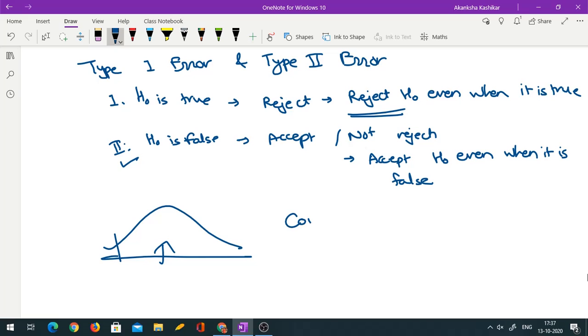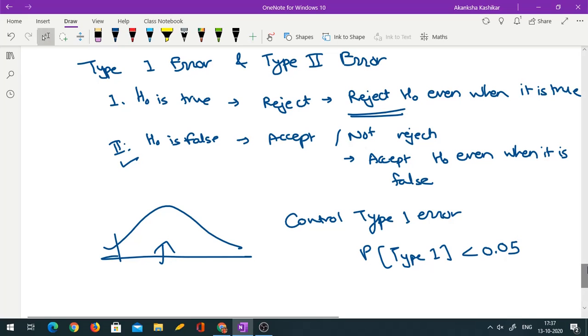So generally what we do is we try to control type 1 error first. So we try to put the probability of type 1 error below 5%, and then, while keeping the probability of type 1 error less than 5%, we try to decrease the probability of type 2 error as far as possible. Okay, so how do we do that? How do we control type 1 error?